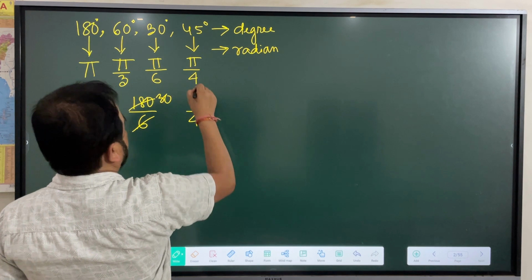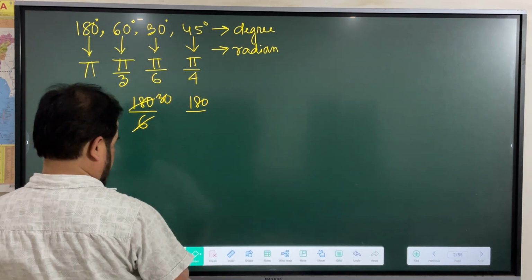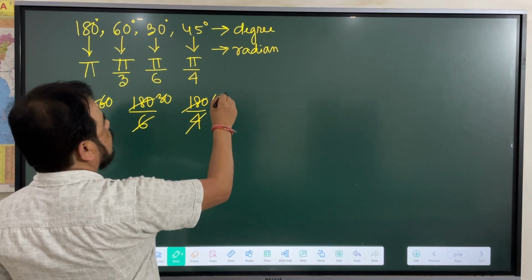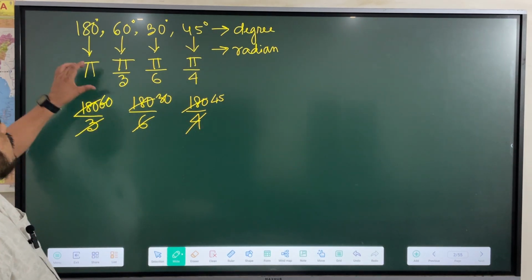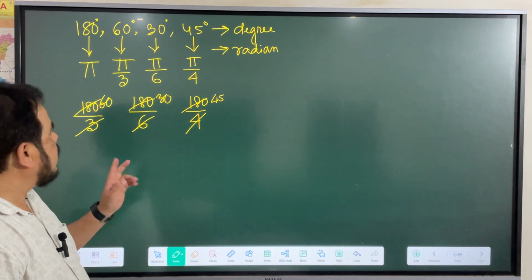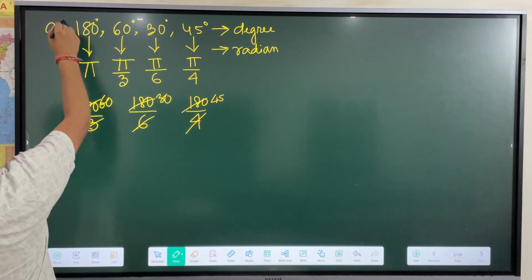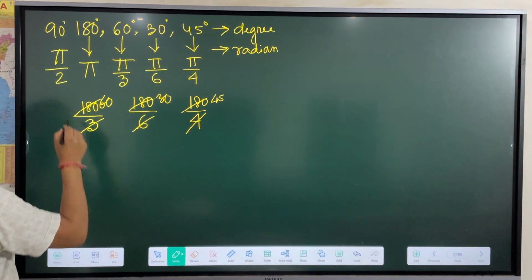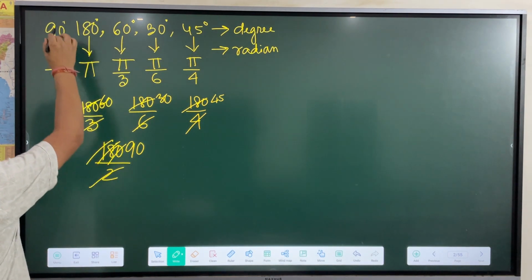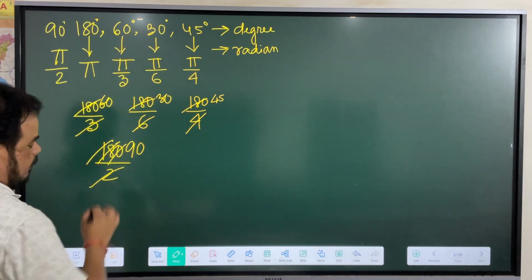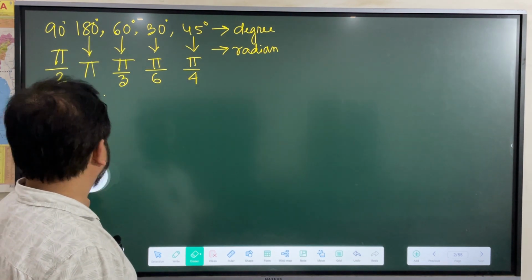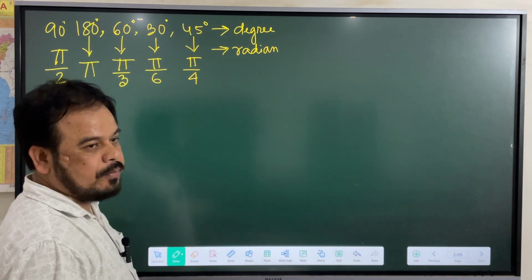Pi by 4 means 180 by 4. If we divide 180 by 4, you will get 45 degree. So this is what you have to learn. I think you understood this one. Pi means 180 degree, remember that. One more is there, 90 degree. 90 degree is pi by 2, because if you divide 180 by 2, you will get 90 degree. 90 degree, 180 degree, 60, 30, 45: this is what you have to learn. Learn beforehand so that it will be easy in chapter 7.